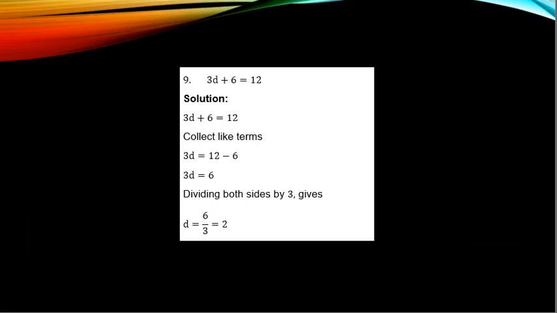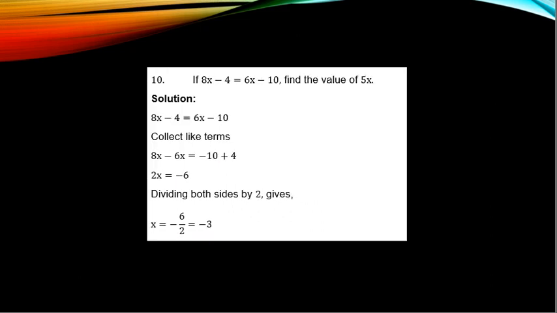Example 9. You are asked to solve for d in this equation. To do this, you simply collect like terms. The like terms here are plus 6 and 12. Let them go to one side, so 3d is remaining on the left. If you move plus 6 to the right, it becomes minus 6. If you subtract, you get 3d equal to 6. To get d, you divide both sides by 3. If you do that, d stands alone equal to 6 over 3, and that is 2.